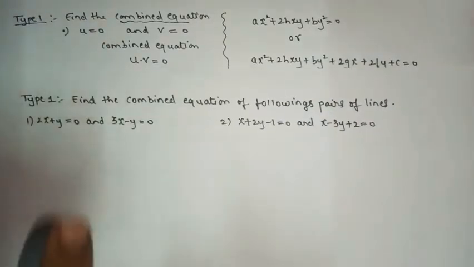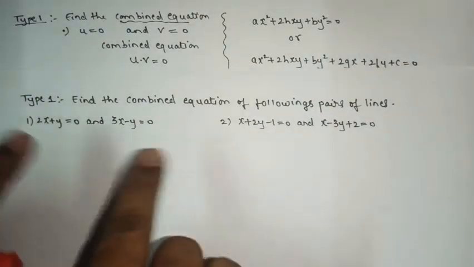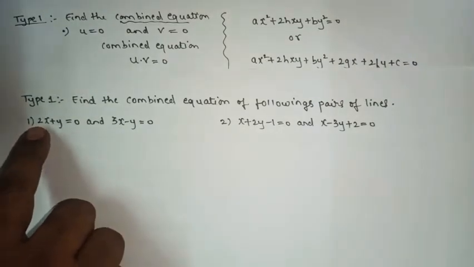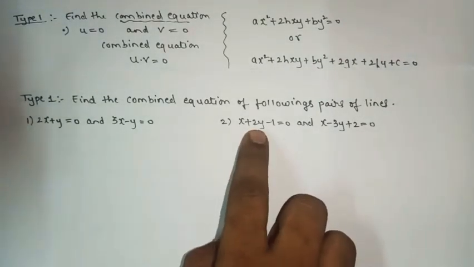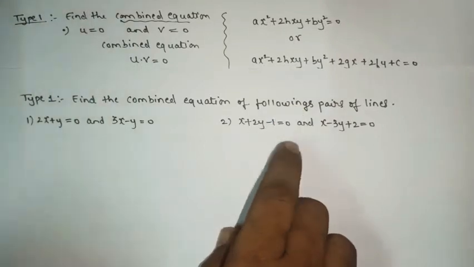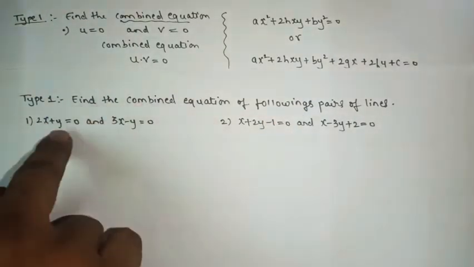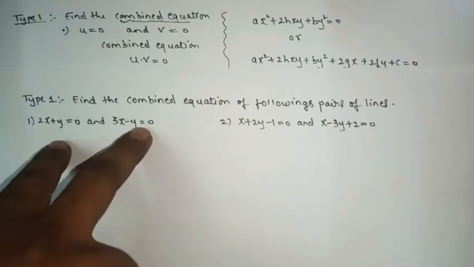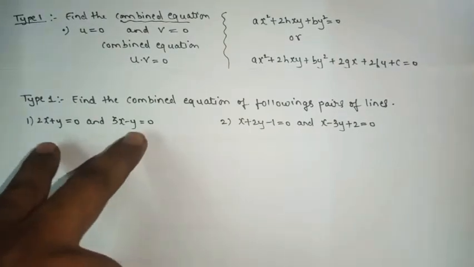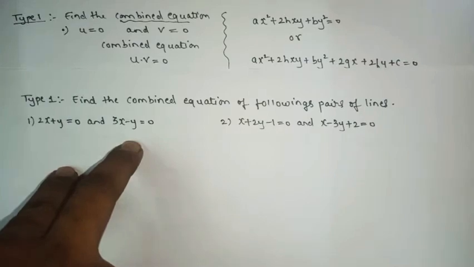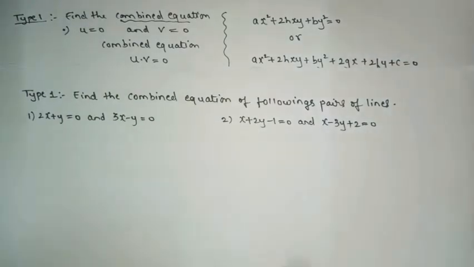Now, can you see the difference between these two examples? Here we have x and y, and here we have x and y and even the number also. Whenever the number is missing, see to it that the combined equation, the final answer, will be in this form.